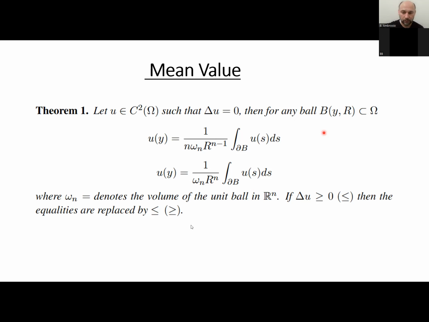Okay, on the other hand, if I apply my mean equality at x2, u of x2 is 1 divided by omega n, and I choose (3r) to the n, times the integral over B_3r of x2 of u dx. So this is the mean equality.